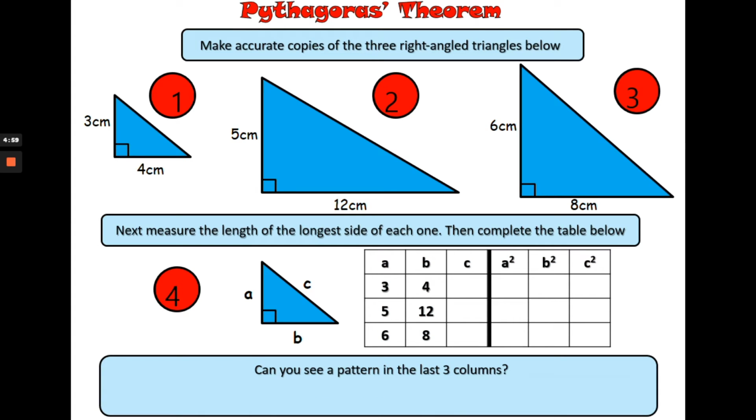Okay, we'll start going through the columns. Those should be your missing lengths. So it should be 3, 4 and 5, 5, 12, 13, 6, 8 and 10. And then if we start squaring them, I already gave you the first two, 9 and 16, but 5 times 5 is 25. And there's the rest of the answers for you.